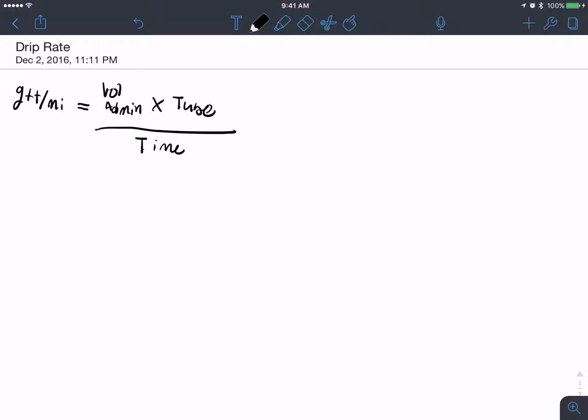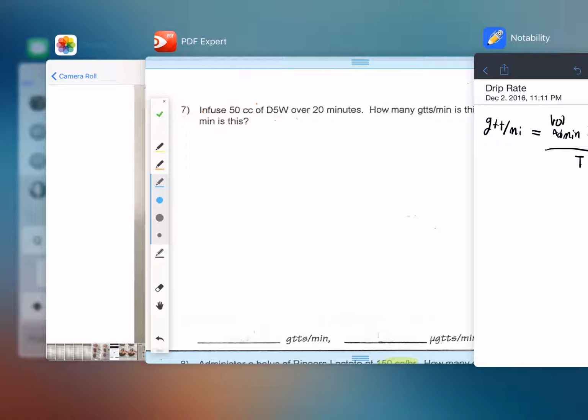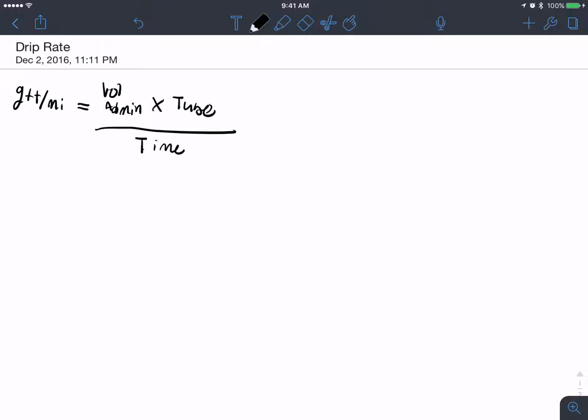So let's say they tell us to infuse 50 cc's of D5W over 20 minutes. So we know that we have 50 cc's to give, and cc's is equivalent to mLs, over 20 minutes. As you can see, it works very similar to the other equation, except the numbers are placed a little differently. And here they're asking us for either 60 or 10 drops. They want us to figure out both the micro and macro drip sets.